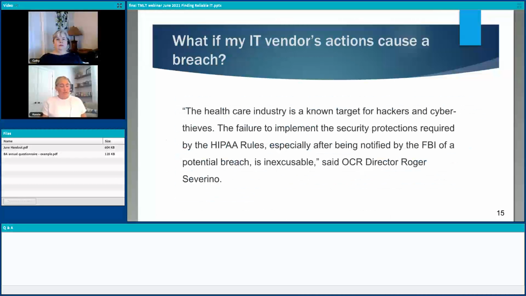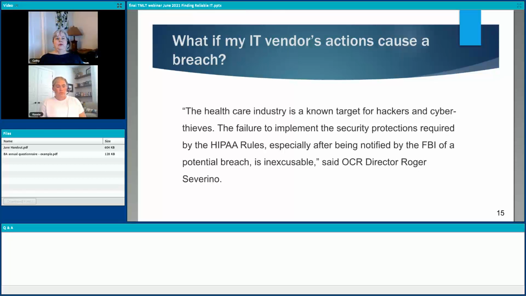So Kathy, what if the IT vendor's actions do actually cause a breach? What are we to do? Well, we know that often the healthcare industry in general is a target for hackers and cyber criminals. But we also know that the hackers and cyber criminals have figured out that other people, such as our business associates, IT vendors as an example, have access to your actual networks.